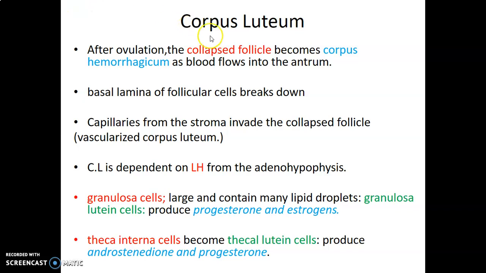ovulation, and after ovulation, you release the oocyte, and the follicle now forms. So the follicle becomes the corpus hemorrhagicum because now blood flows into the antrum. Remember, we had an antrum that had fluid. So blood will flow into it, and the follicle will collapse. Cells align, the basement membrane breaks, and cells invade the collapsed follicle. Therefore, you now have a vascularized corpus luteum.